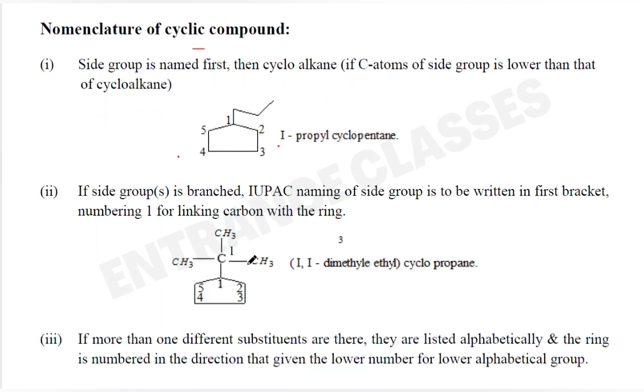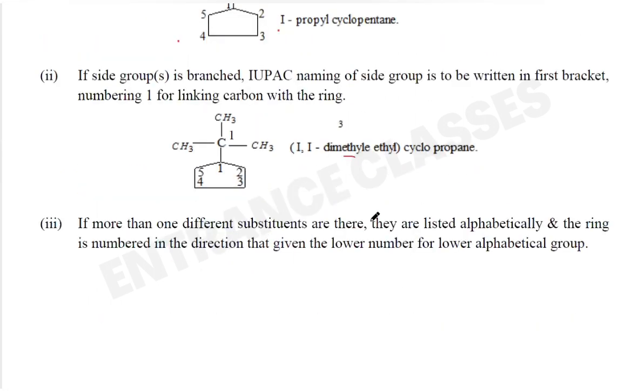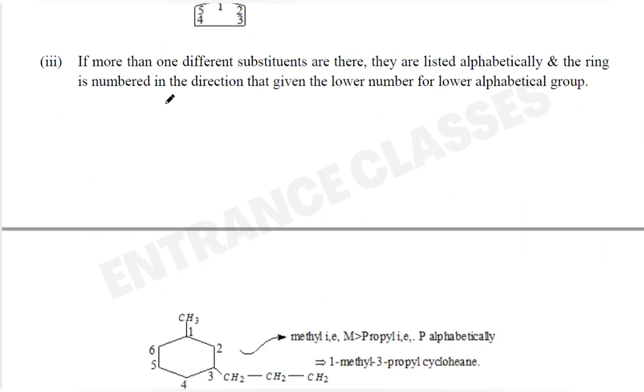So this will be 1,1-dimethyl ethyl. This is the ethyl, and 1 position is linked with 2 methyl, so 1,1-dimethyl ethyl, and this is linked with cyclopentane. So 1,1-dimethyl ethyl cyclopentane, right? Cyclo, not propane, it will be cyclopentane, sorry.